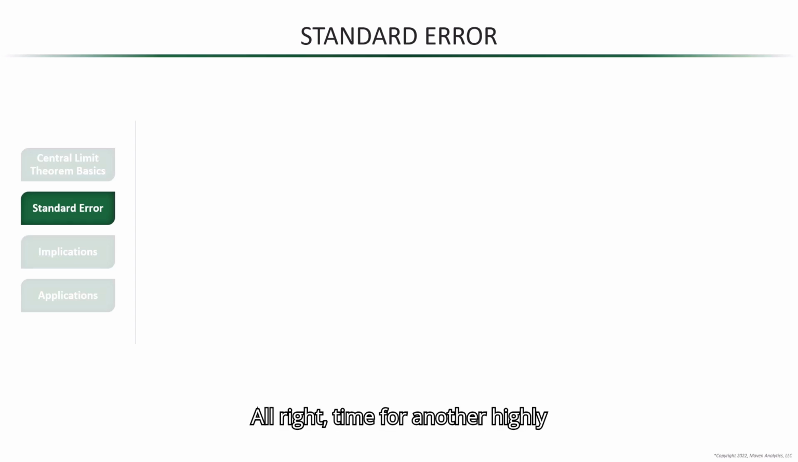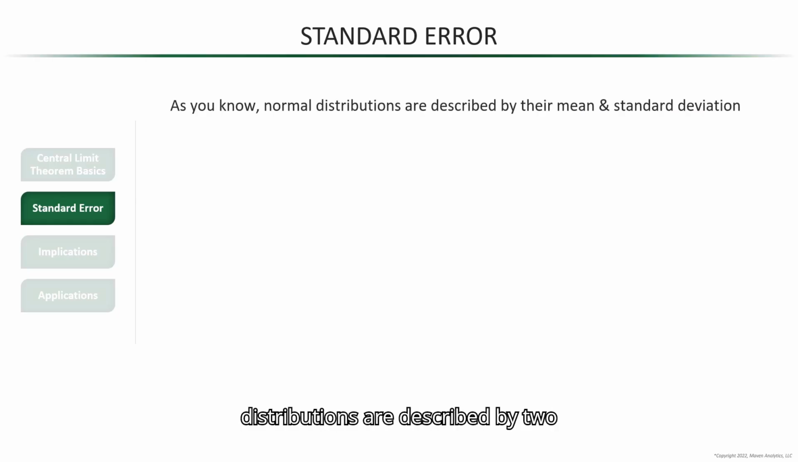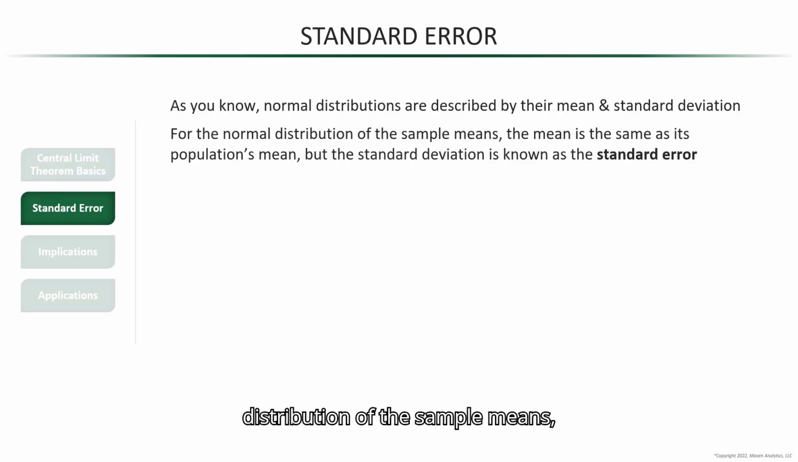Alright, time for another highly important lecture within the context of this course on the standard error. Now, as you know by now, normal distributions are described by two values, their mean and their standard deviation. And we also just learned that, according to the central limit theorem, the means from large enough samples follow a normal distribution. So if we wanted to describe that normal distribution of the sample means, then the mean will be the same as its population's mean, but the standard deviation is different and it's known as the standard error.